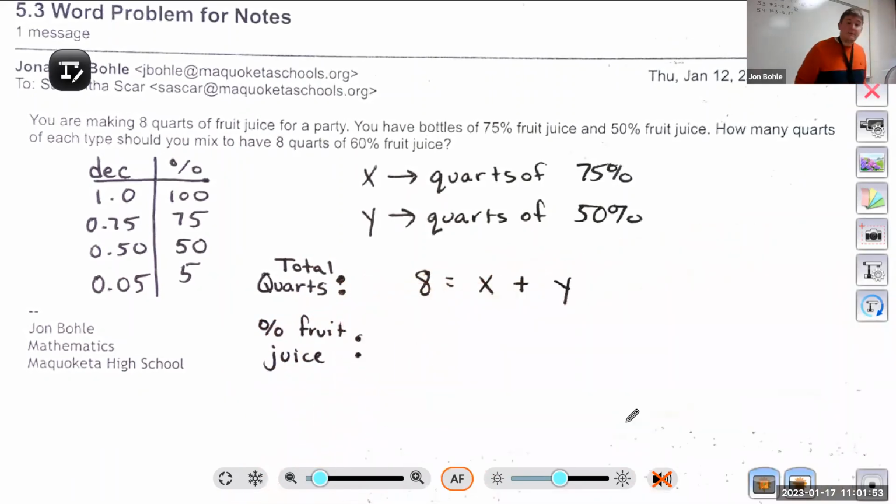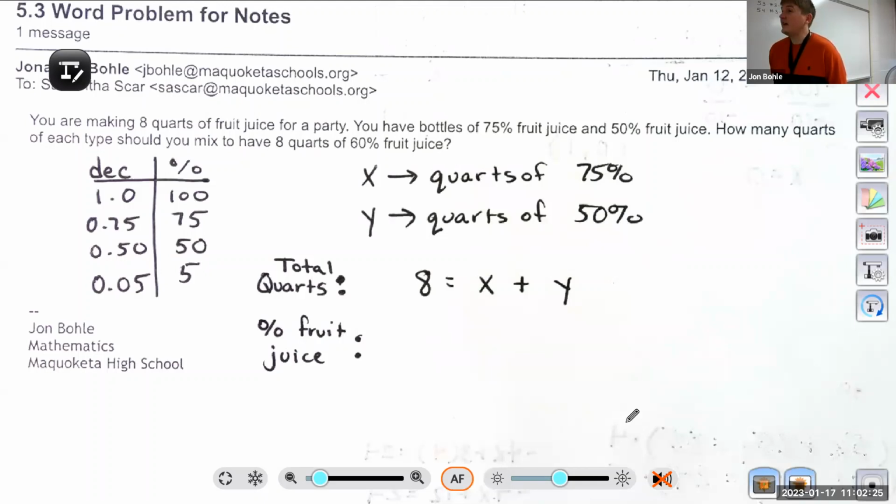My next equation is my percentage of fruit juice. What's the total percentage I want of fruit juice? 60%, right? So we have to be a little bit careful. It's 60% of how much juice altogether, though. How much juice am I going to have, or how many quarts am I going to have altogether?